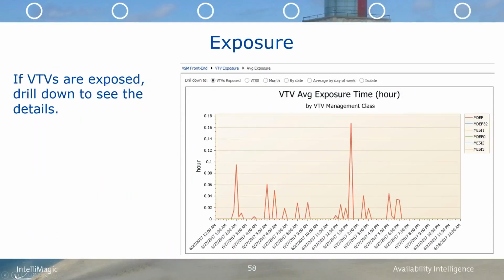So in this case, we see a few VTVs that are exposed, and we need to look at this chart regularly to see if our SLAs are being met. So if we see this situation and we have a requirement for our exposure time and we're exceeding it, this is one way we can make sure that we have a healthy environment.